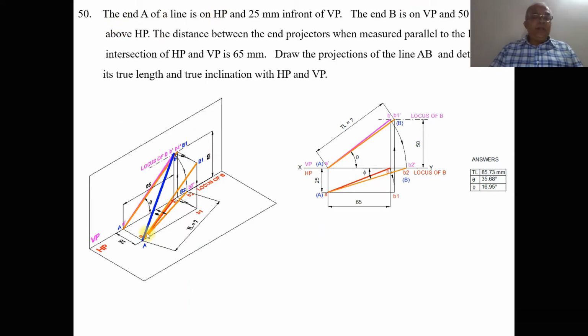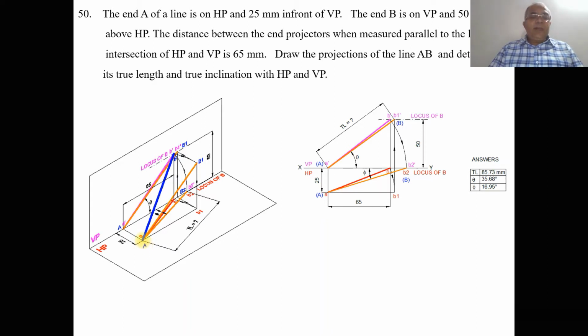The end A is on HP. So obviously, when you look from the front view, the end A is on HP, so that image will fall on VP. So you will get a dash on the XY line, and capital A is 25 mm in front of VP. When you look from the top view, we can see the distance 25 mm in front of VP. So that will fall on HP, and you will get small a and this is capital A. So you got this point now.